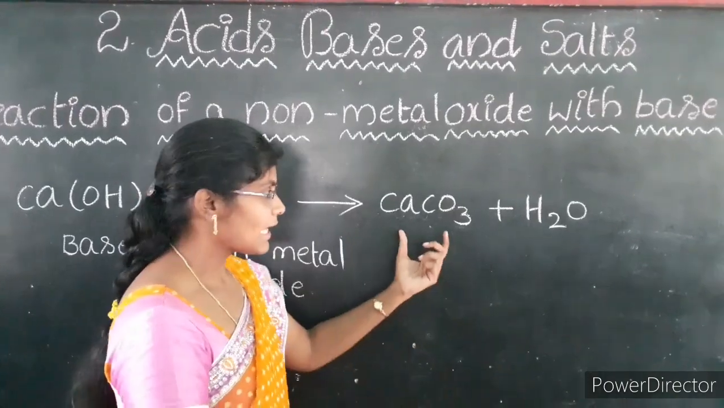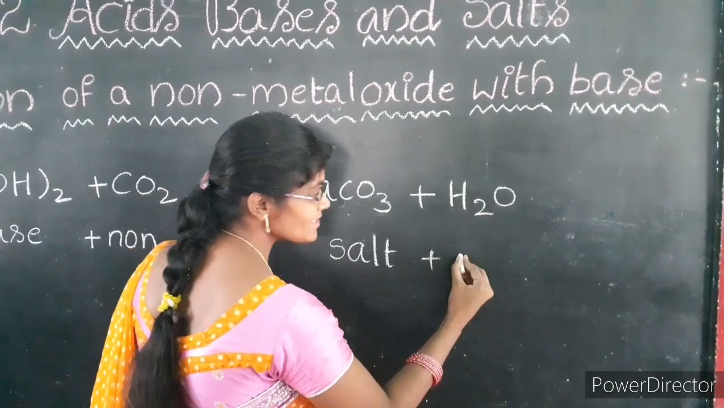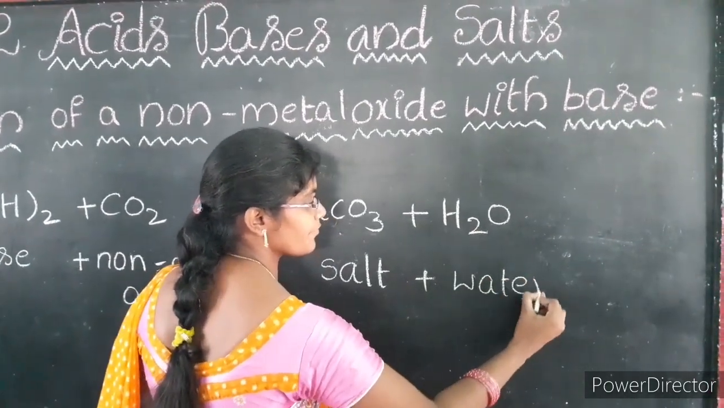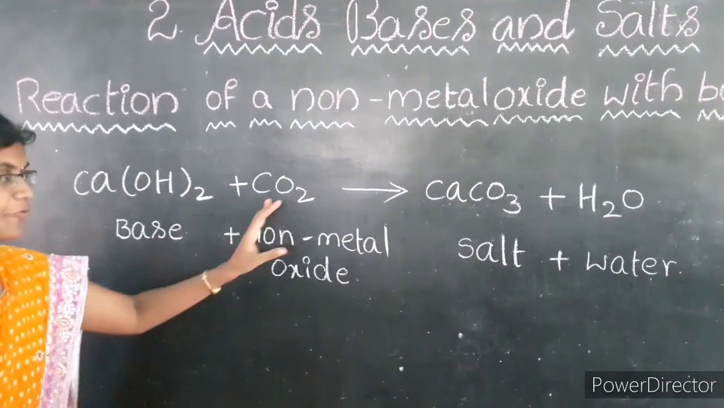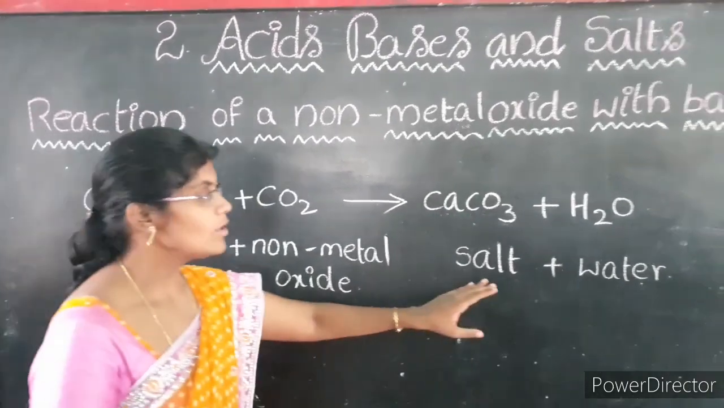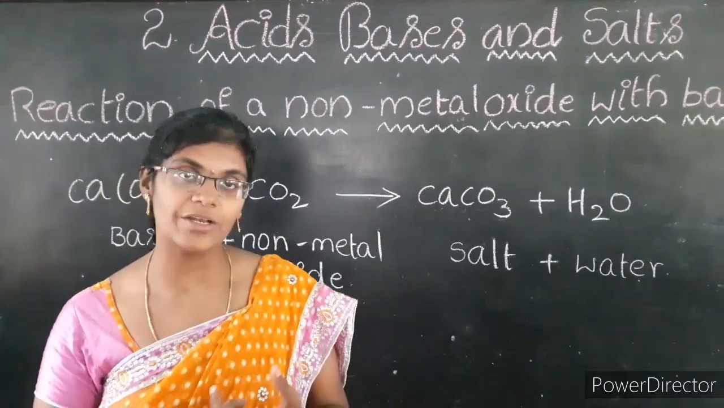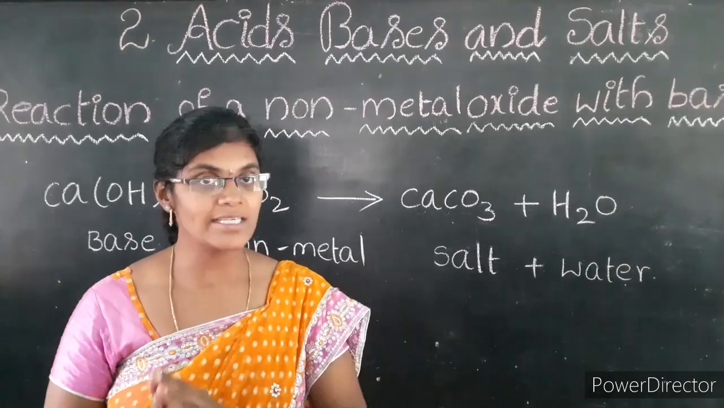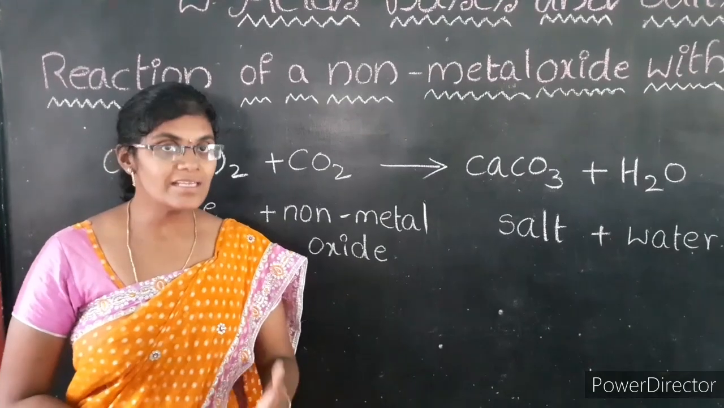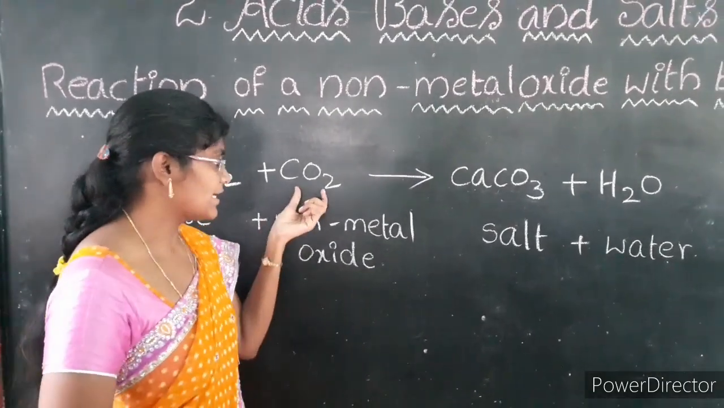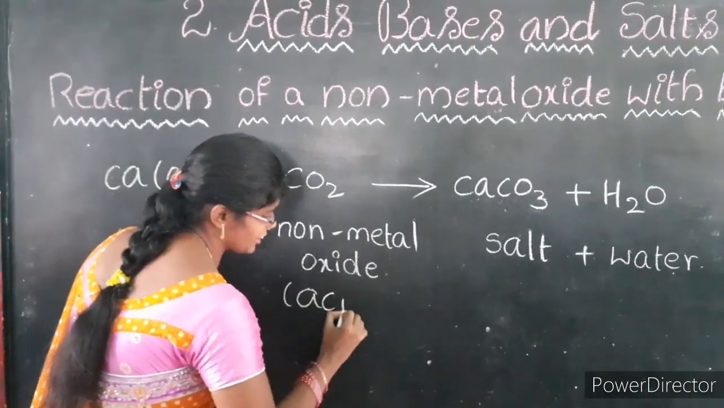Calcium carbonate is nothing but salt. Plus H2O means water. So by this equation, what we understood? When bases react with non-metal oxides, they give salt plus water. Okay. According to neutralization reaction, what we know, children? When bases react with acids, they give salt and water. By this, we conclude that carbon dioxide, which is a non-metal oxide, is acidic in nature.